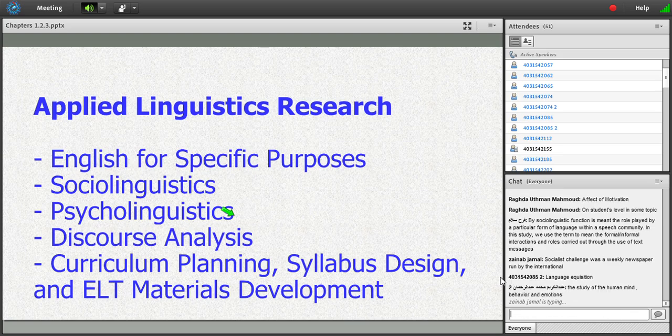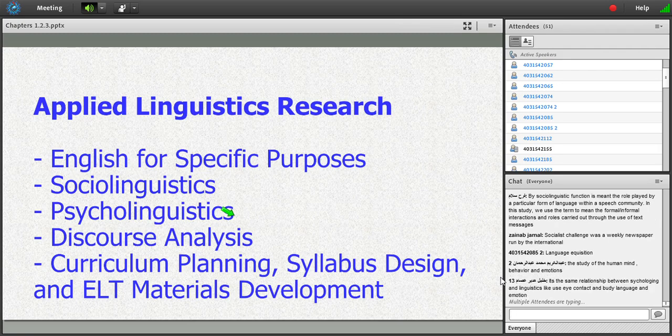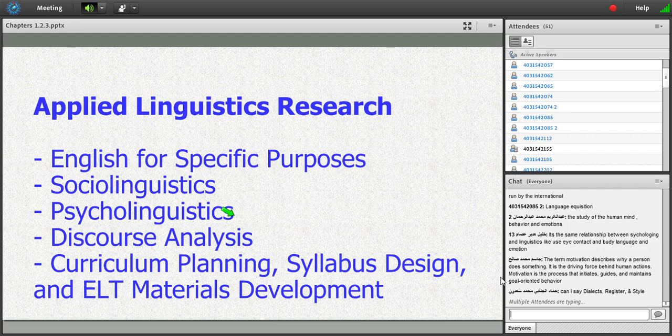Good. The study of the human mind, behavior, and emotions, that's the point. So psycholinguistics is an area of research in which we conduct research on the way the students' emotional, affective factors can influence their learning of different skills and components.